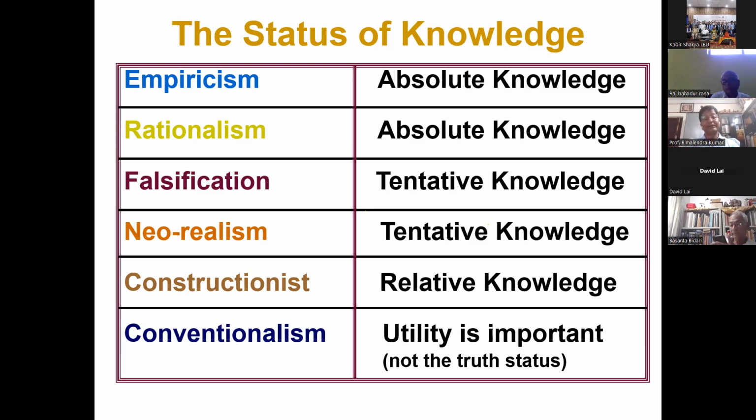So see, there are empiricism, rationalism, falsifications, neo-realism, constructivism, and conventionalism. How the knowledge is being achieved by our research: empiricism and rationalism, that is the absolute knowledge. Falsification, tentative knowledge, it is not the absolute. Neo-realism, that is the tentative knowledge, and then constructivism, relative knowledge, and conventionalism, that is the utility is important, not the truth.